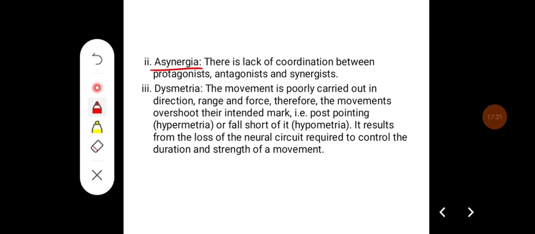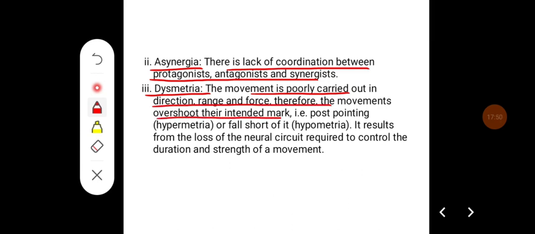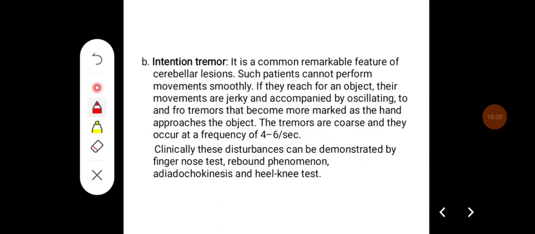There can be asynergia. There is a lack of coordination between protagonist, antagonist and synergists. There can be dysmetria. The movement is poorly carried out in direction, range, force, and therefore the movements overshoot their intended mark, that is the past pointing, that is hypermetria, or fall short, which is called as hypometria. It results from the loss of the neural circuit required to control the duration and strength of the movement.